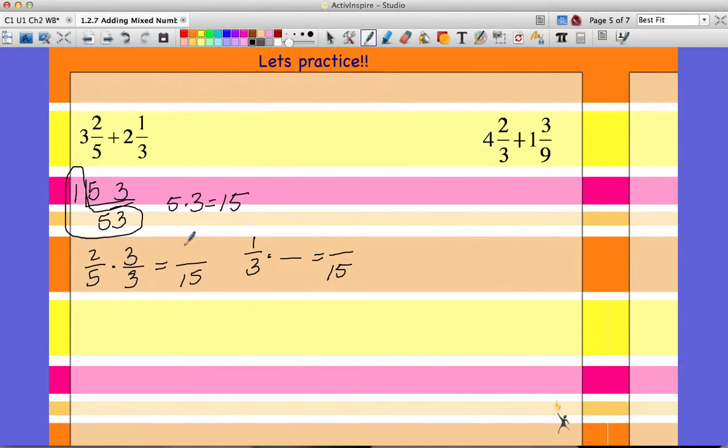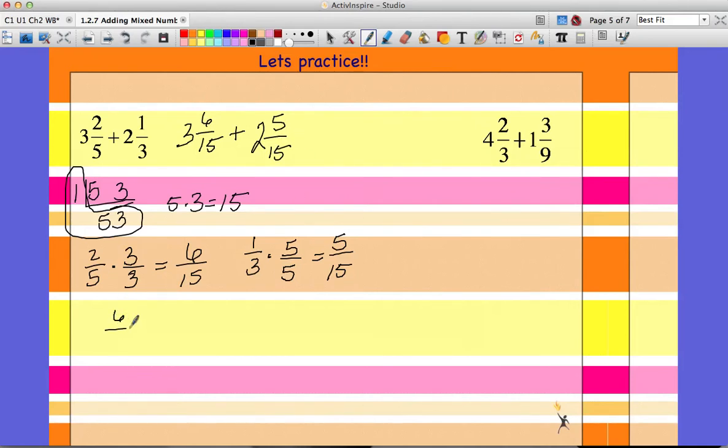So in this case, I have to multiply 5 by 3 to get 15. So I have to do the same to the top, and I get 6. To go from 3 to 15, I have to multiply by 5. So I have to do the same to the top, and I get 5. So now my new problem looks like this: 3 and 6/15, because remember, 6/15 and 2/5 are equal. They mean the same thing. They're just dressed in different costumes. Plus 2, because the whole numbers do not change, and 5/15.